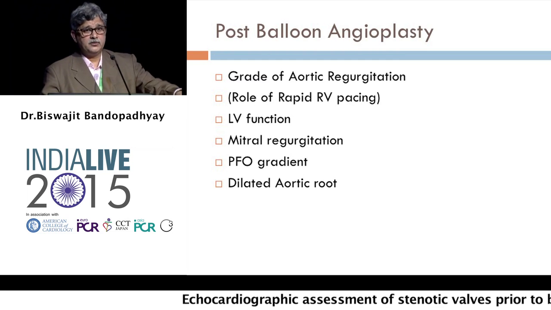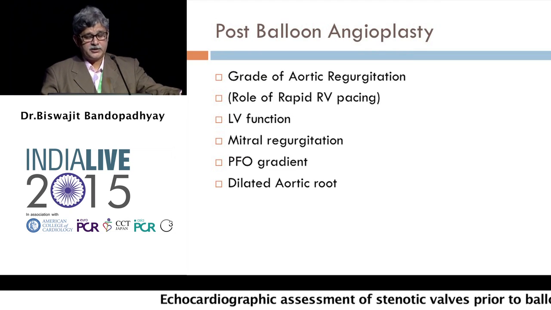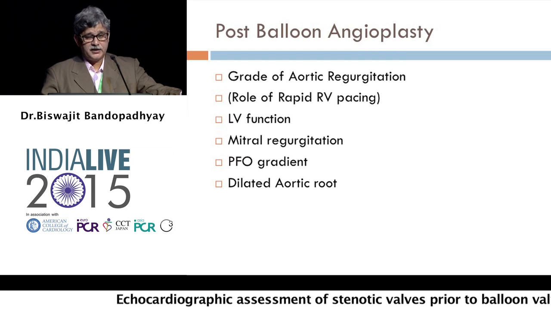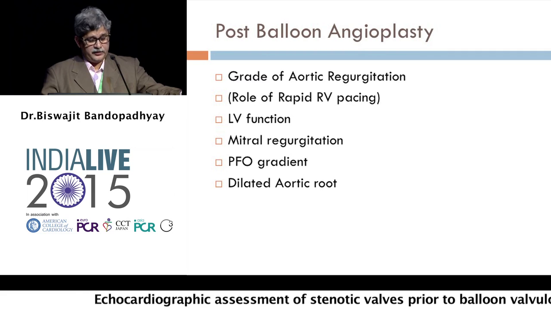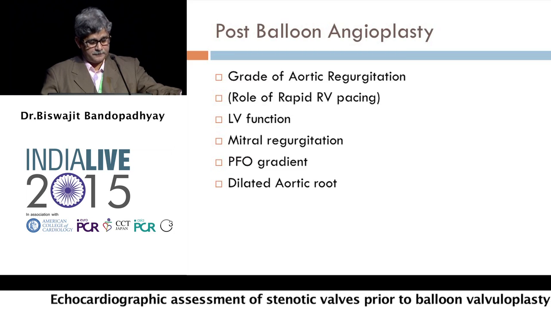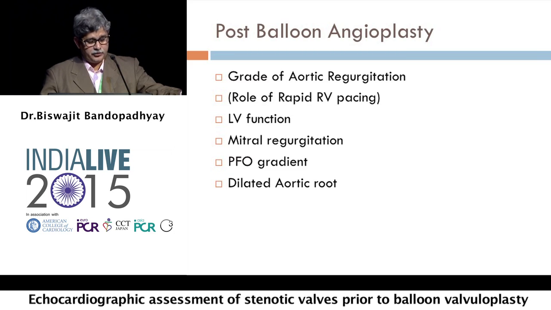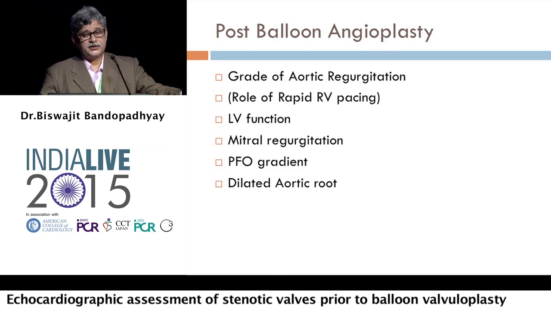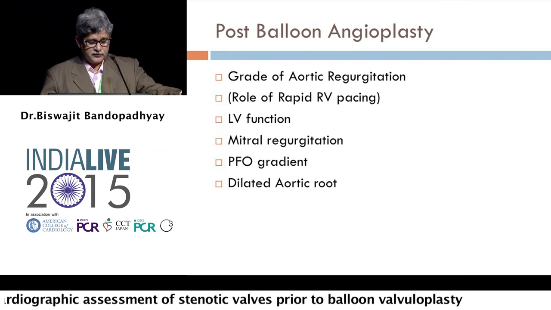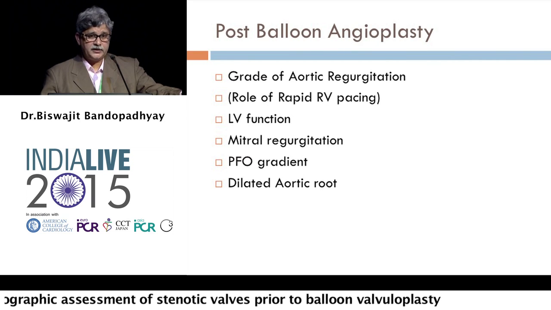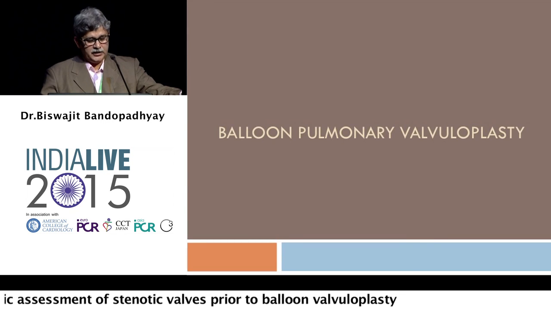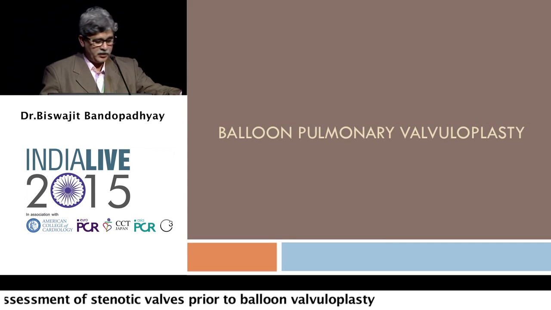And if you are okay with the balloon size, if you don't exceed 80 to 100% of the annulus size. Whether the LV function has improved, whether the mitral regurgitation has come down, and whether the PFO gradient has come down, it takes time with the improvement of the LV function. And this dilated aortic root is very important because it is often associated with bicuspid aortic valve, especially as a disease continuum. So we need to take care of the dilated aortic root and give specific medicines needed for that. Next, we come to balloon pulmonary valvuloplasty.